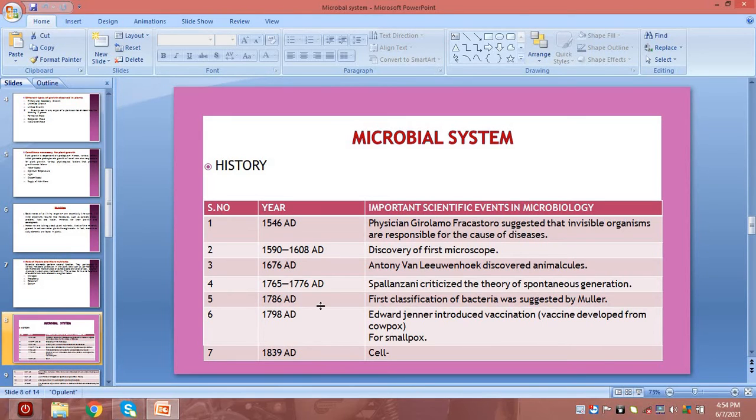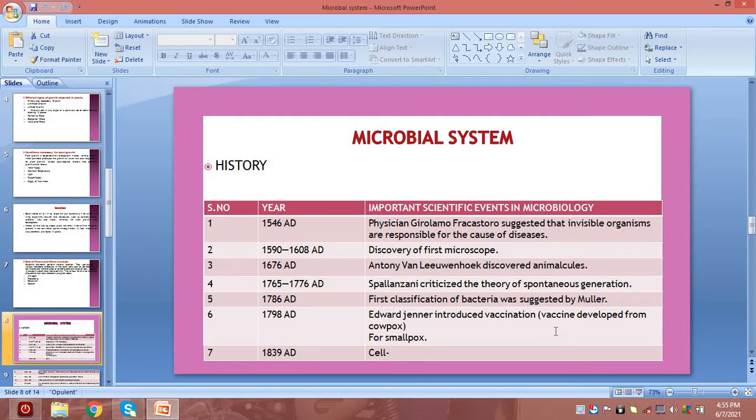Then in the year 1786 AD, Muller first gave the classification of bacteria. Then in 1798 AD, the scientist Edward Jenner introduced vaccination. Vaccination is the process of giving the vaccine. A vaccine is nothing but microorganisms like virus or bacteria. But in the vaccine, we use the microorganisms like virus in a weak form or in a killed state.